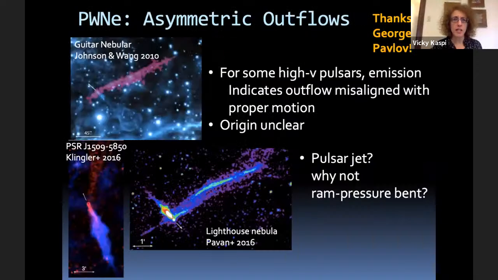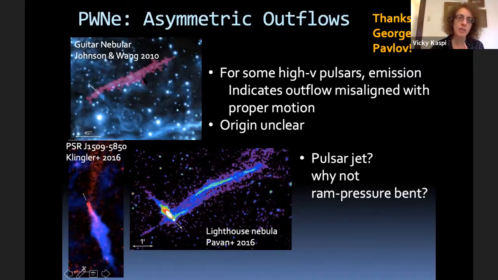One of the most interesting aspects of this time variability are these asymmetric outflows in some of these pulsar wind nebulae. And I have to thank George Pavlov for pointing some of these out to me. I wasn't aware of this. As I prepared for the talk, he pointed me to some really amazing examples. There's the Guitar Nebula pulsar. It's a radio pulsar with a very high 1,000 kilometer per second velocity up in the direction of this little line. The pulsar is over here, and you can see the H alpha nebula behind it looks like a guitar.